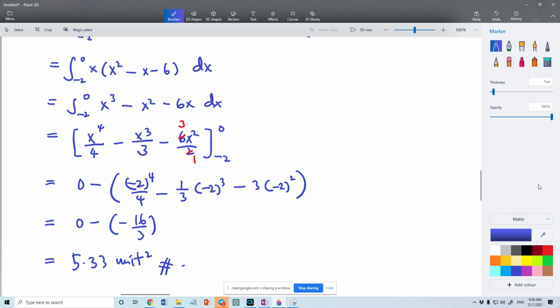Do you agree with this? Right? Okay, we got this. So the first answer, A1, we already have. First answer, area 1, we already have. Okay, now we go for area 2.